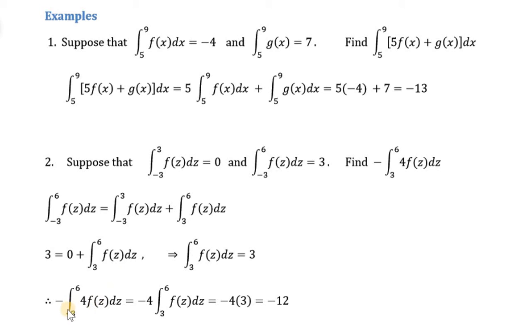So hence, to read it as 4 times the integral of f, we can put the 4 in front, and from here we get from this first operation, and hence we get the answer for what we have to find. Okay, let's do more examples.